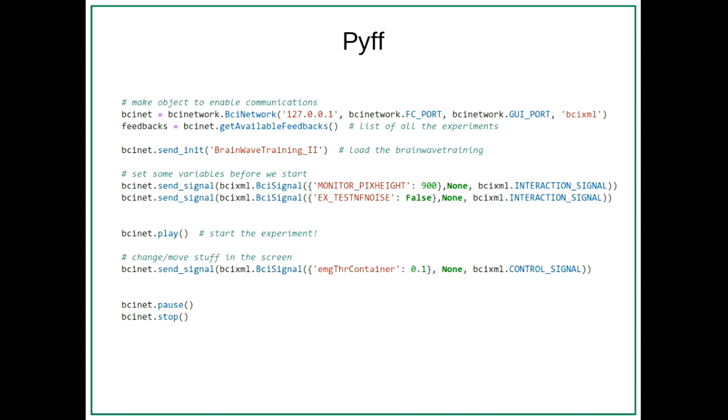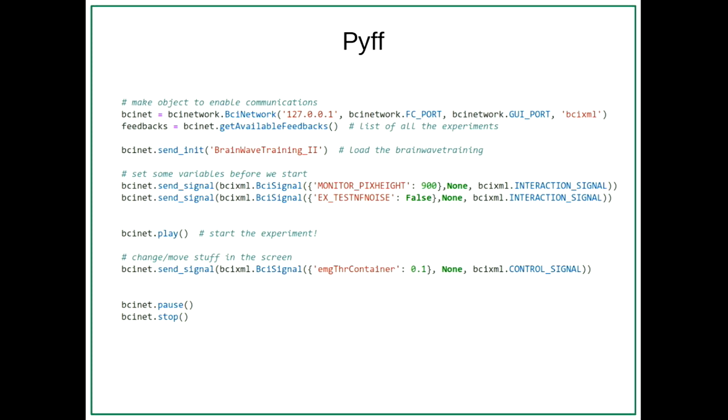With the PIF, how to steer it, you can define an object called BCINet. You can ask it what kind of feedbacks are there, what kind of experiments are currently on the stimulation computer. Before the experiment starts, you can send signals that change the properties of your stimulation. Then you can start it with the play command. And during the runtime of the experiment, you can send signals that will update your stimulation, for example your line, with this send signal approach.